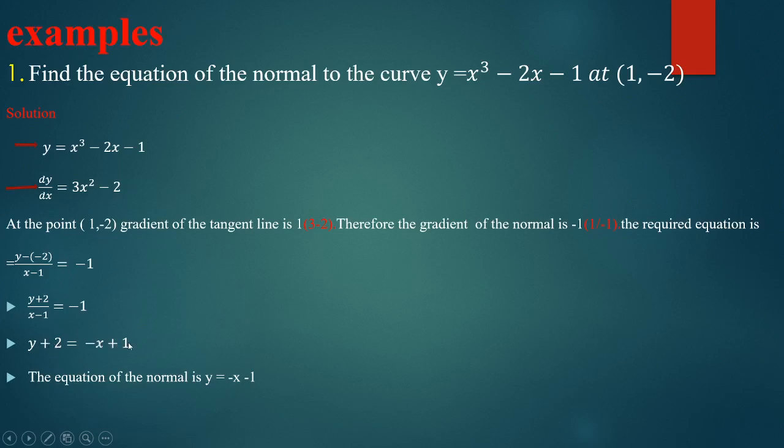So the equation will be, if you take 2 to the other side, y equals negative x plus negative 1, because this 2 is positive, it comes here and becomes negative; negative 1 minus 2 is negative 3... so we shall have negative x minus 1 as the equation of the normal to the curve. The equation of the normal to the curve at the point (1, negative 2) becomes y equals negative x minus 1.